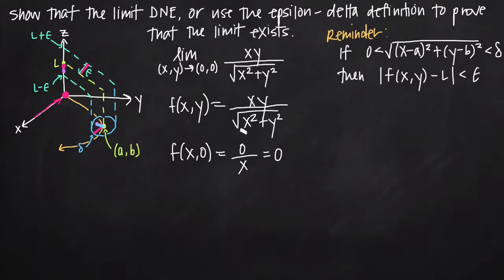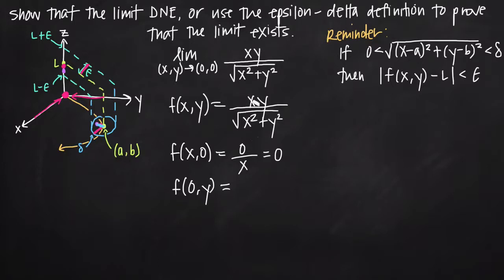Remember though, we're trying to find two different paths that'll give us a different value for the limit. So what if we approach our point 0, 0 along the y-axis? If we approach it on this path here, on this line, well, that's going to be f of 0 comma y, because everywhere along the y-axis, x is equal to 0. So what we're going to do there is plug in 0 for x and leave y. We're going to plug that into our function f of x, y.